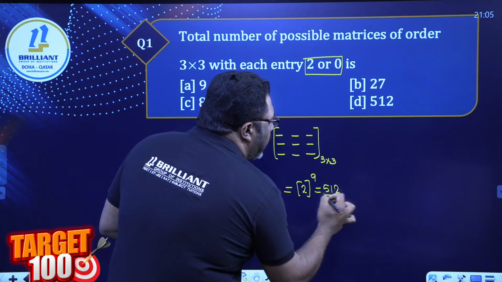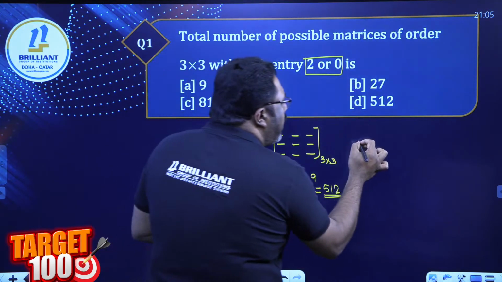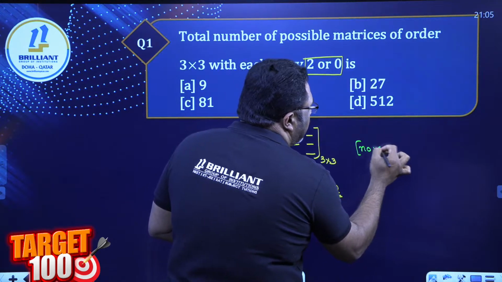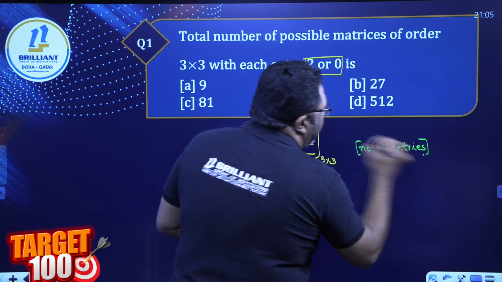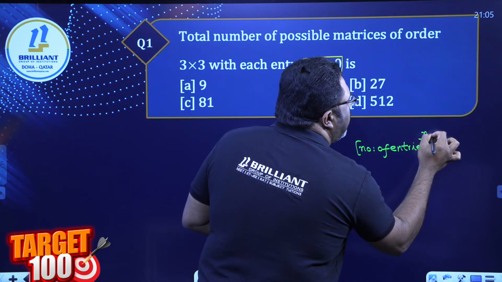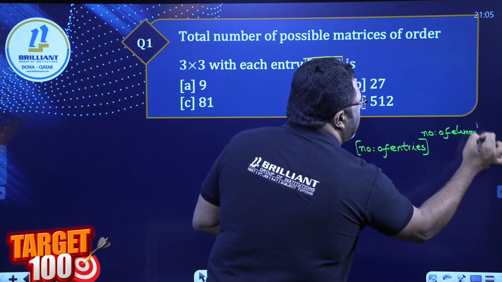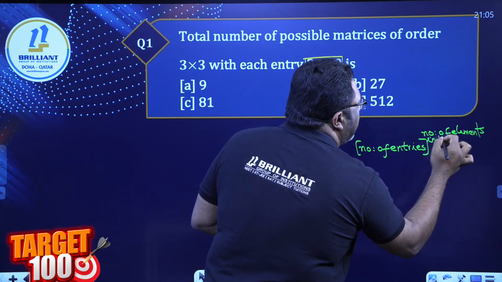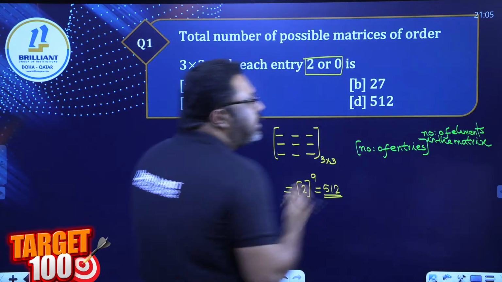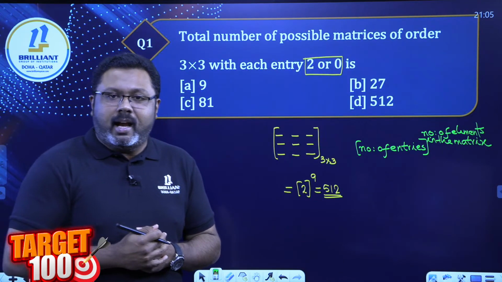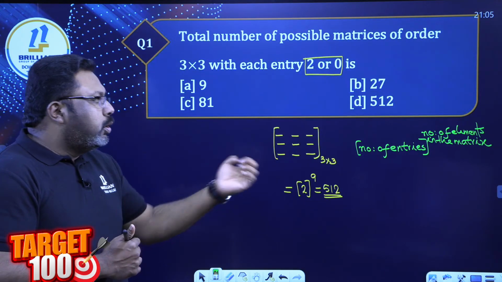And for easy remembering, you can learn it like a formula as well: the number of entries raised to the number of elements in the matrix. So this is a 3 by 3 matrix. Hence the number of elements is 9 and the number of entries allowed is 2. So 2 raised to 9.